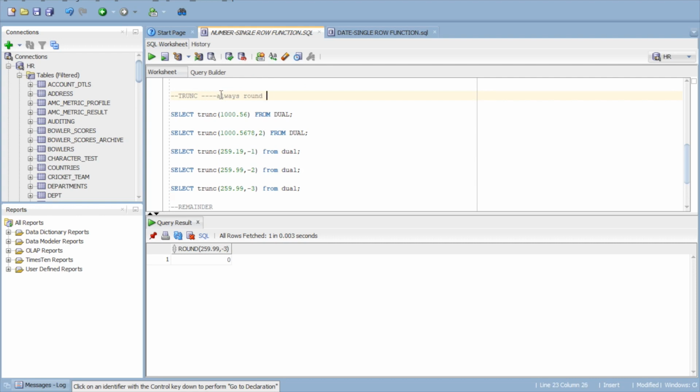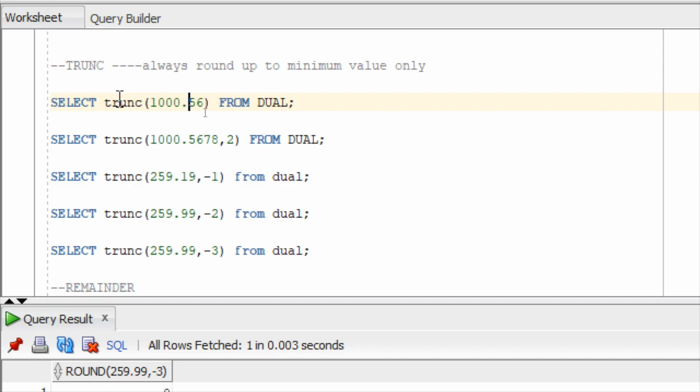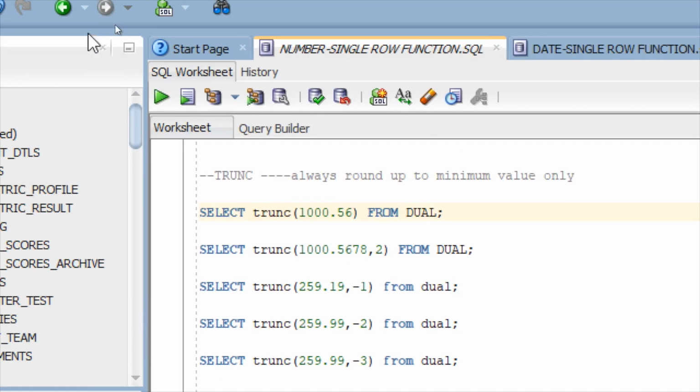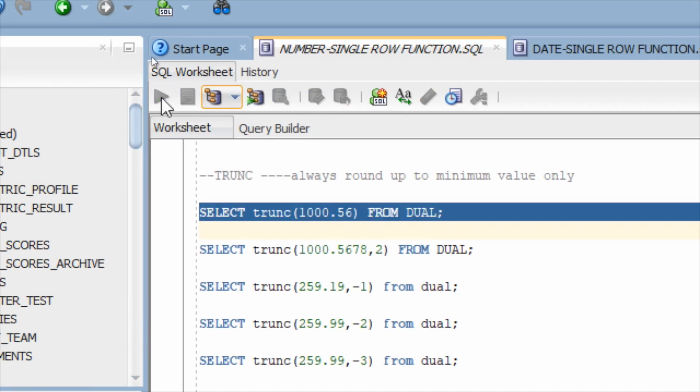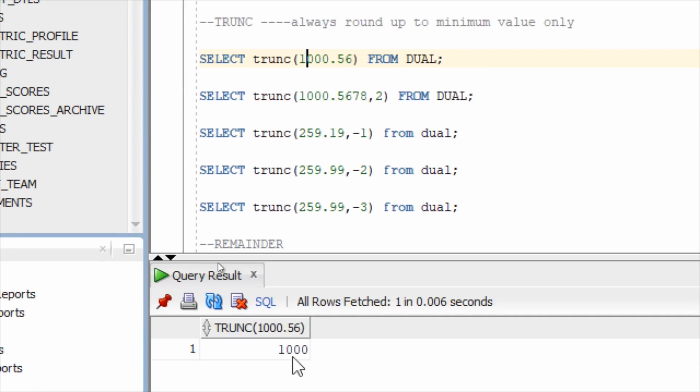Okay, trunc will always round down to the minimum value. For the round function, it checks after the decimal point, and if it is greater than or equal to 5, it rounds up to the next number, right? But the trunc function won't do this; it will always give the number as minimum as possible. So when you execute this query, you get 1000 only.